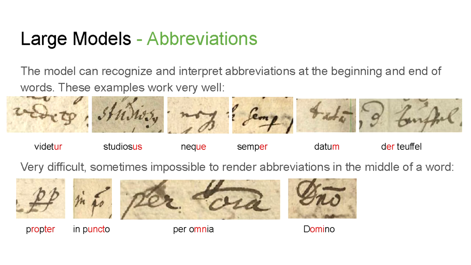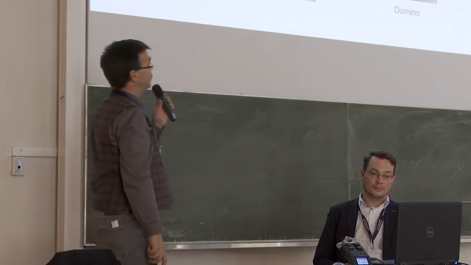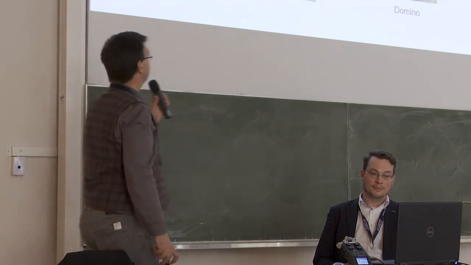Here you can see typical abbreviations that occur on every page. This in videtur, the UR, studiosus, US, neque, atque, denique, semper. Datum with the titulus over the U, and typical German ER for der Teufel, the devil. This works very well with an HTR model trained on these abbreviations. It will get more or less 80% of these abbreviations in your HTR result.